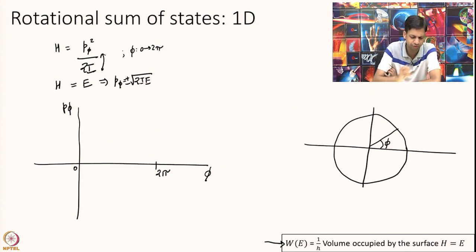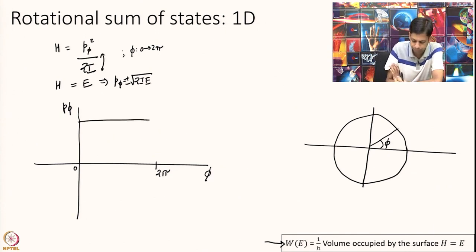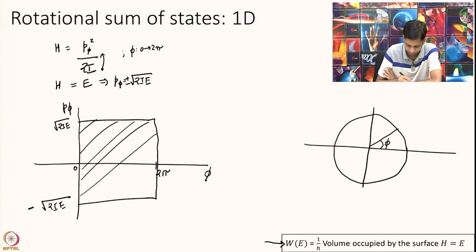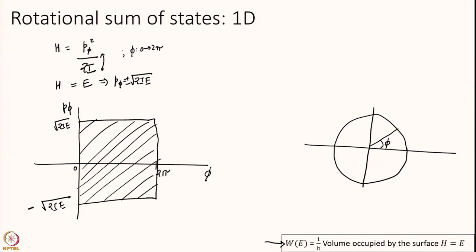Yeah, so, if I equate these two, this is easy to see. So, I have root of 2 I E here, I am assuming energy to be positive, and minus root 2 I E here, and phi goes from 0 to 2 pi. So, effectively you get a box like this. So, W is nothing but the area occupied by this rectangle divided by H. So, W equal to the area of the rectangle, the shaded region, divided by H.